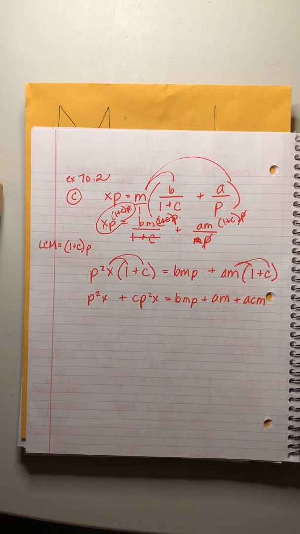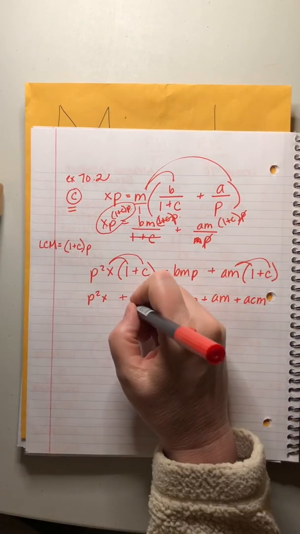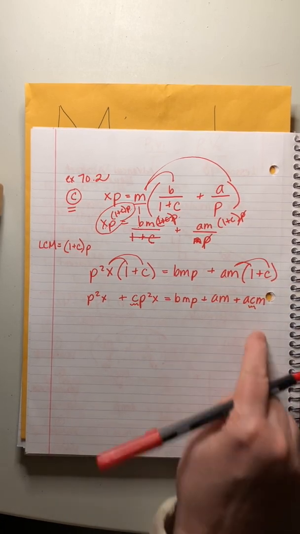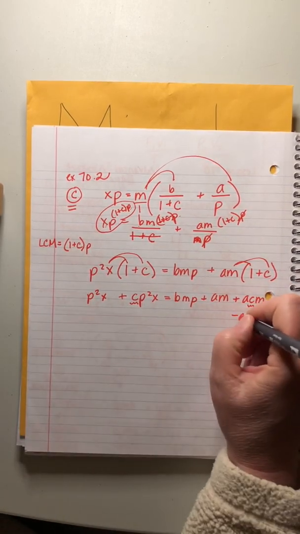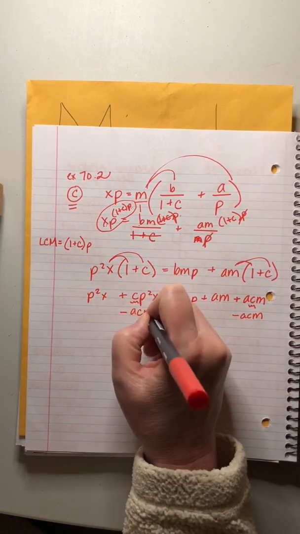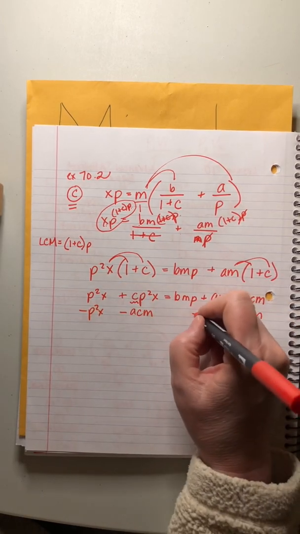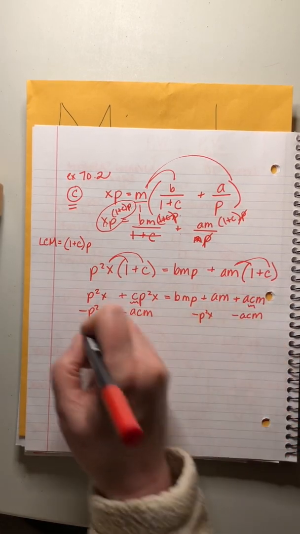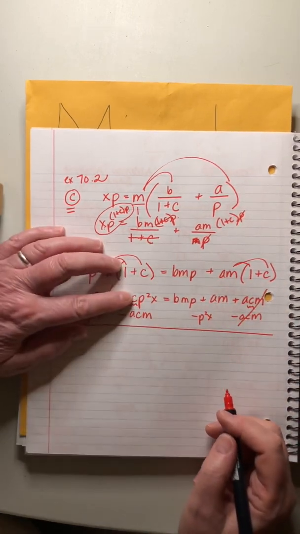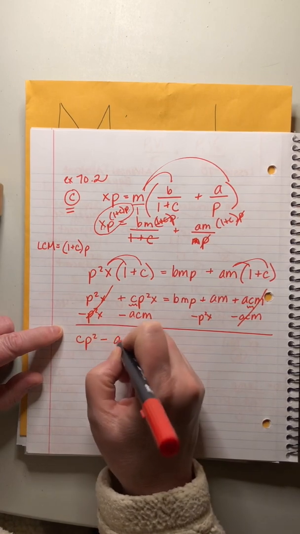All right. Now we're ready to rearrange. C is what we want. So let's see, there's 1 and there's another. So let's collect the C's over here. So let's do minus ACM, and then minus P squared X. This is the one that cancels. So now we have C P squared X minus ACM.